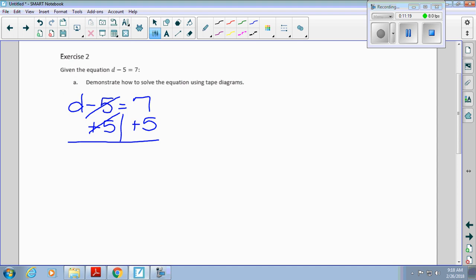So what are we left with on the left-hand side here? Well, just D equals what's 7 plus 5? 12. Very good. All right, so we're going to box that in. We're going to do our check.